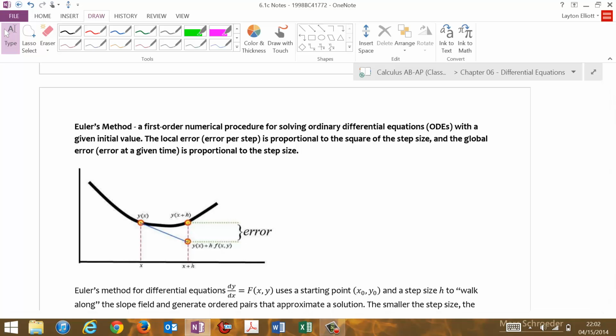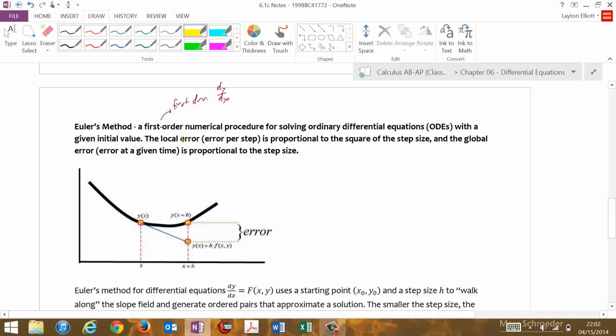And if you read this, it's a first-order numerical procedure. First order meaning kind of linear. But it also really, in terms of first order, it's not linear. That's incorrect. That's first degree. First order means first derivative. It's first derivative only. So think dy/dx. So no y double prime or anything like that. First order procedure for solving ordinary differential equations with a given initial value.